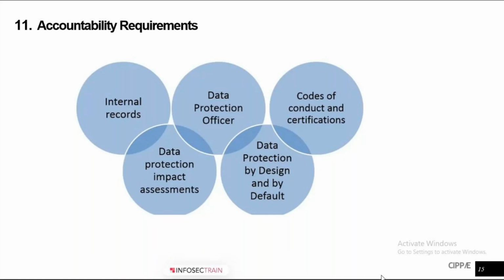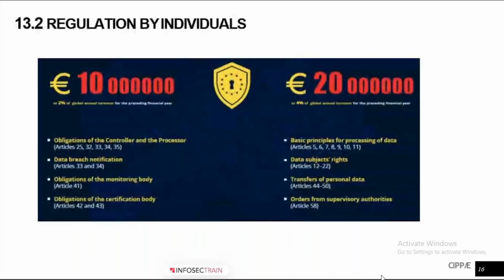So the next important topic is your penalties. There are two important categories of penalties, which are 10 million euros or 2% of global annual turnover, or the second slab, which is the highest slab, which is 4% of annual turnover or 20 million euros. So if you breach those categories, you will get that particular slab.